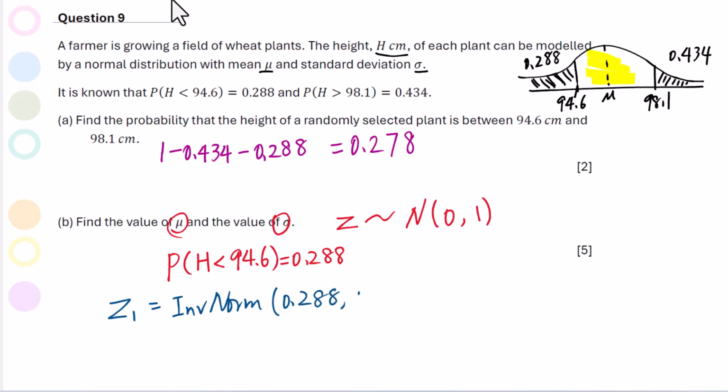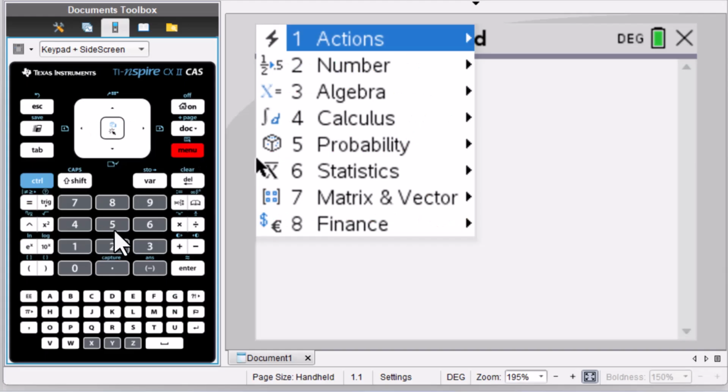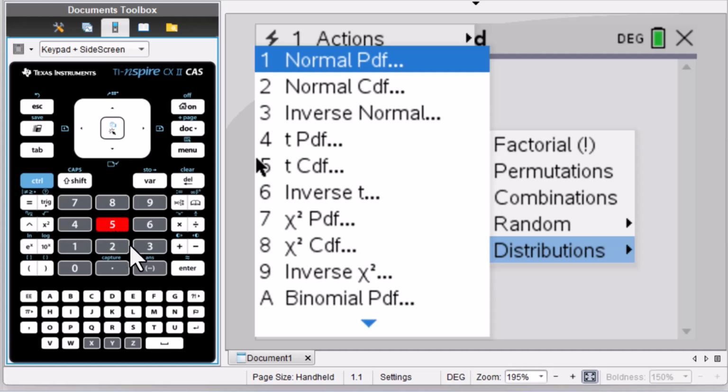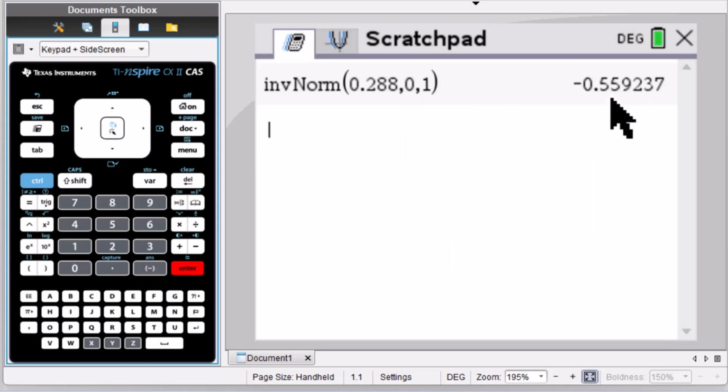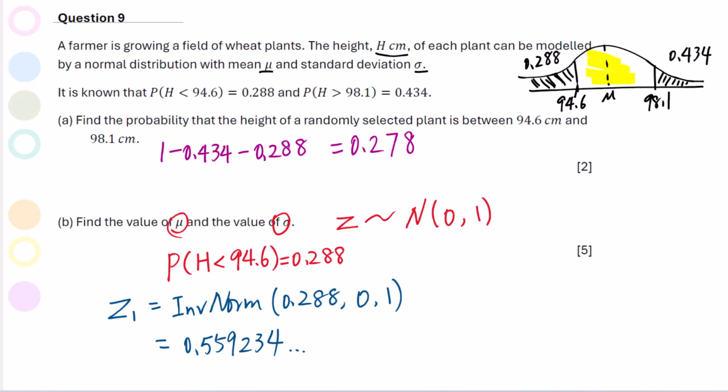On the calculator: menu, 5, 5, inverse norm, 0.288. Enter. Answer is negative 0.559237. This is the z-score. We will use the definition, 94.6 minus mu over sigma, to set up the first equation.